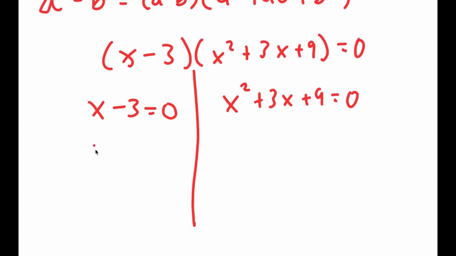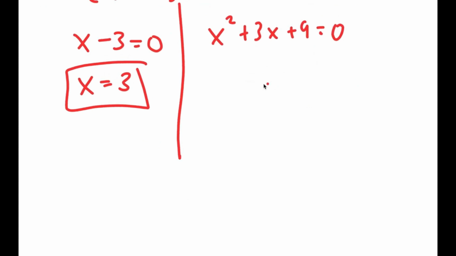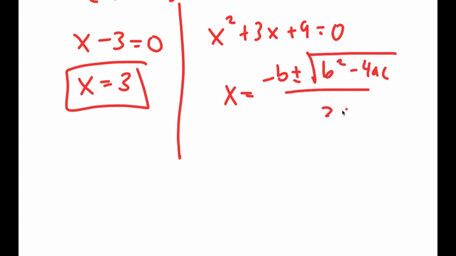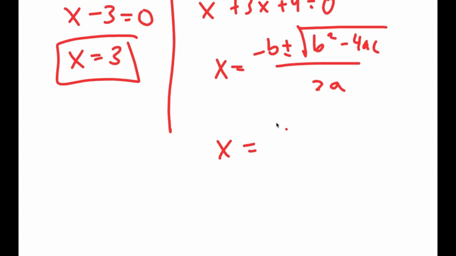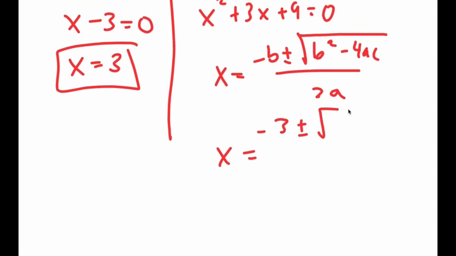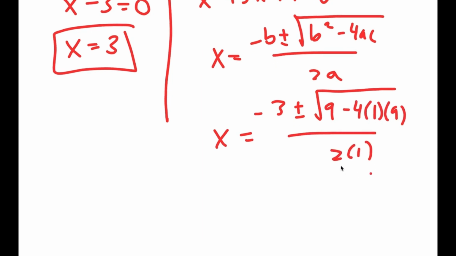So obviously for x minus 3 equals 0, x is equal to 3. So this is one solution. And now for x squared plus 3x plus 9 equals 0, I can use the quadratic formula, which is negative b plus or minus the square root of b squared minus 4ac all over 2a. So this turns into negative 3 plus or minus the square root of 3 squared, which is 9, minus 4 times a, which is 1, times c, which is 9, all over 2a, so 2 times 1.